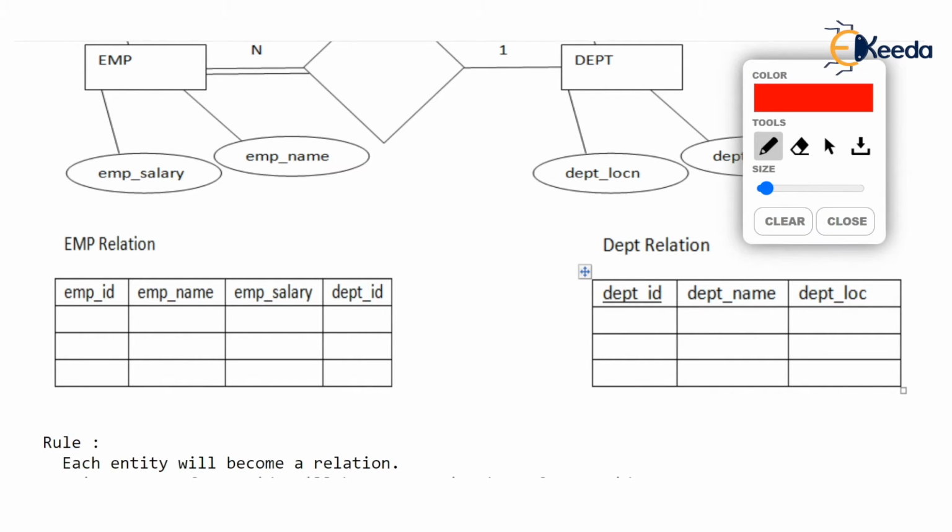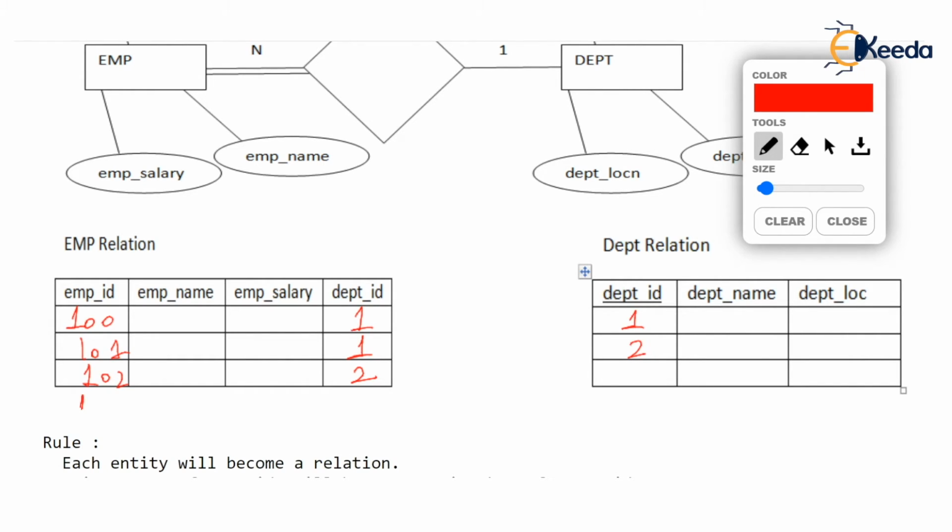Suppose we have employee number 100 working for department number 1, employee number 101 working for department number 1, and employee number 102 working for department number 2. And there are only 2 departments in our company.